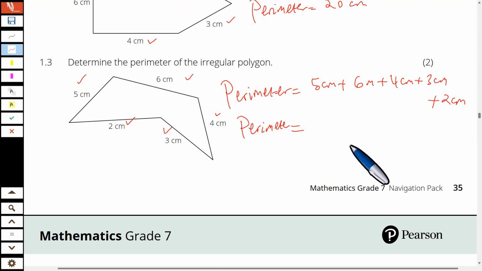What is the sum of the lengths in 1.3? 20 as well. 20 centimeters.